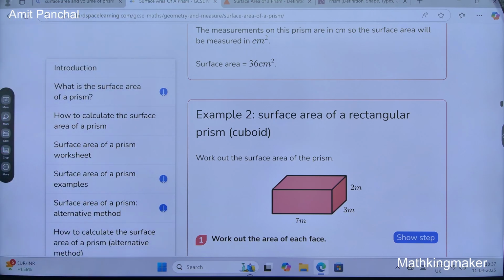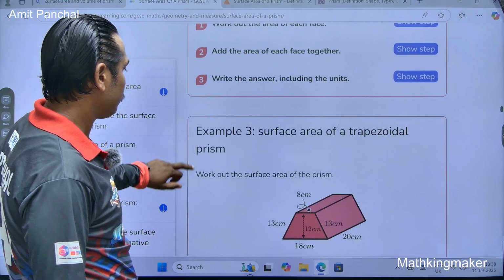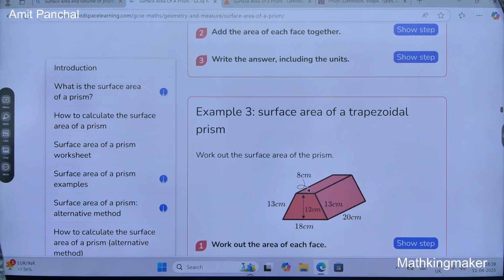This one. So I got 82. 82, yeah, right. Okay. This is another one.